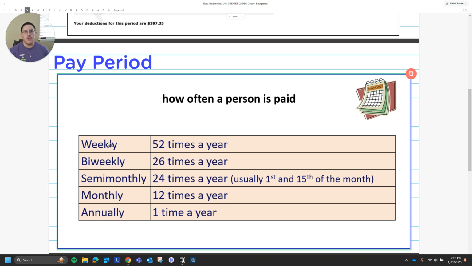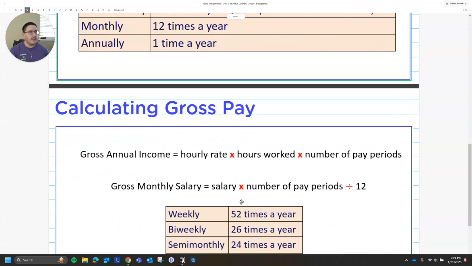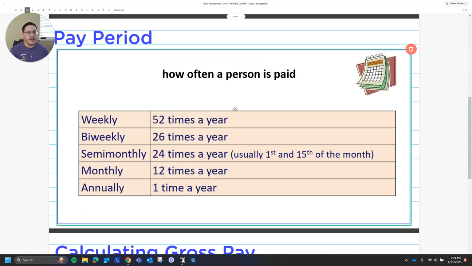They could pay you weekly, which is 52 times a year, bi-weekly, which is 26 times a year, basically every other week, semi-monthly, 24 times a year, which is twice a month, usually the 1st and 15th of that month, monthly, which is once per month, 12 times a year, or annually, which is just one time a year. So these are the different pay periods. There may be some others. It's not very common to get paid other than what's on the calendar, but that's that.